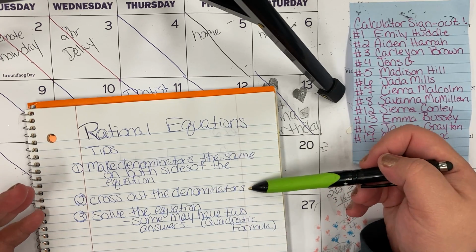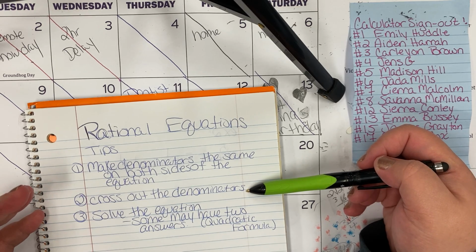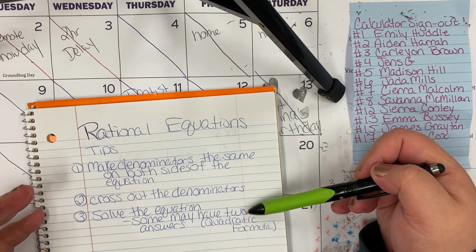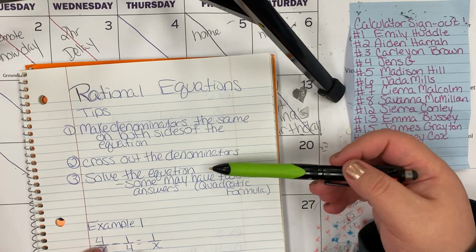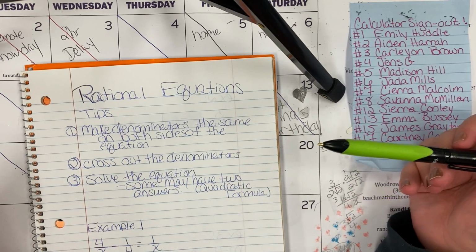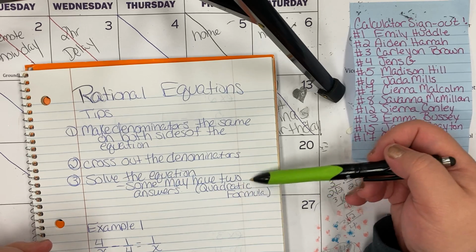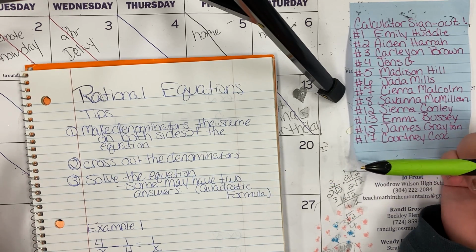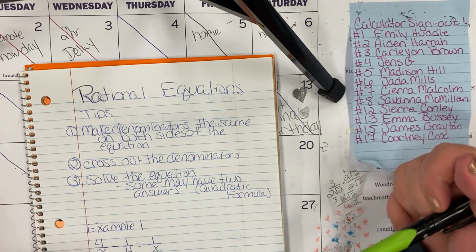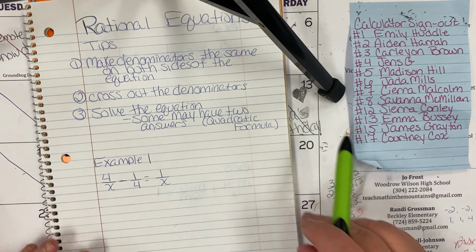So once they're the same, you can just cross them out. We don't need to worry about the denominators anymore. And then we're going to solve the equation. Now, some of your problems may have two answers because of the quadratic formula or factoring. So that still is going to come into play. So let's look at this first example.